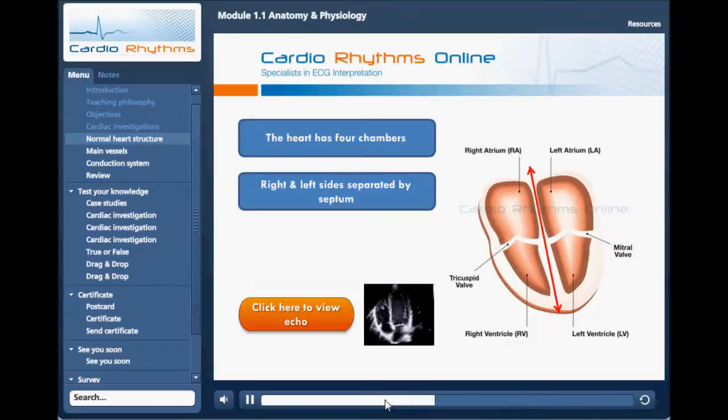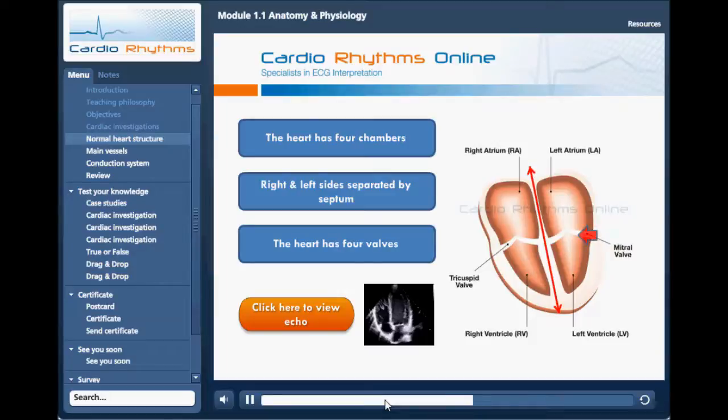The heart actually has four valves, but in this view we see only two of them, the mitral valve and the tricuspid valve. Cardiac muscle cells, the myocardium, perform the mechanical work of contraction, the pumping action.